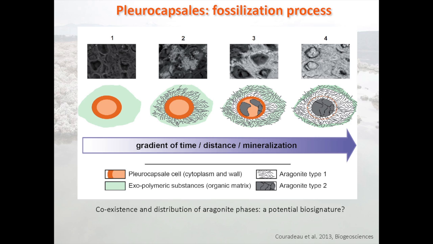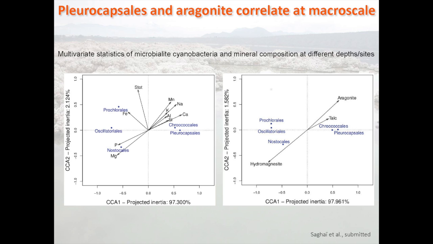But another question is, this interaction that we have seen at microscale, does it occur at macroscale? Can we see an effect? And actually, yes, we can. We can show that there is a very strong association between pleurocapsales and aragonite at macroscale.